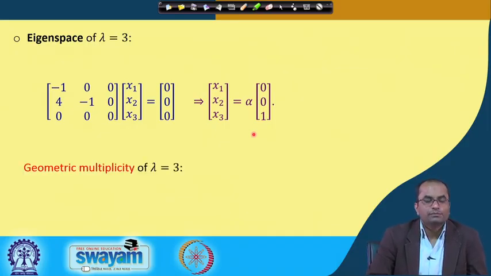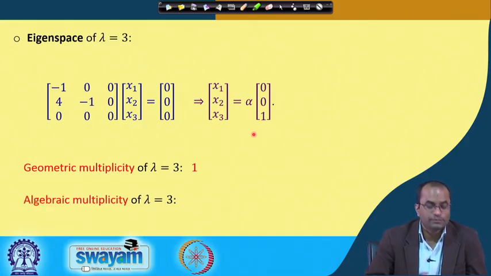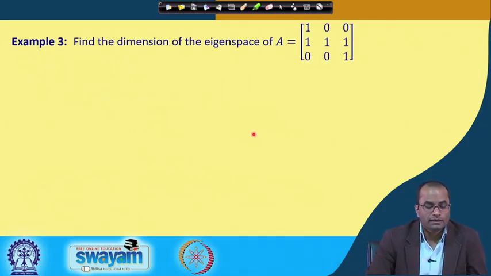So, the geometric multiplicity of this lambda equal to 3 is 1, and the algebraic multiplicity of this lambda equal to 3 was also 1 in this case. Another example where we will find the dimension of the eigenspace is this very special matrix here: 1 0 0, 1 1 1, 1 and 0 0 1.